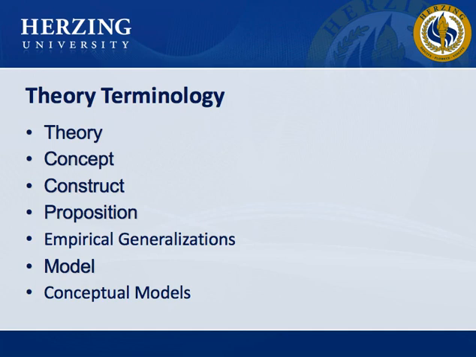A proposition is a statement or assertion of the relationship between concepts. Empirical generalizations summarize the results of several empirical studies. A model is a symbolic representation of some phenomena. Conceptual models are made up of concepts and propositions that state the relationship between the concepts.